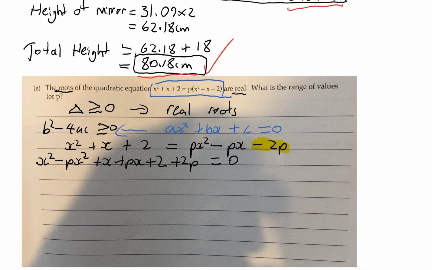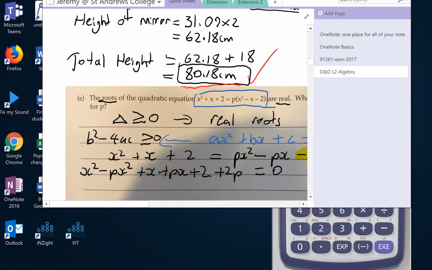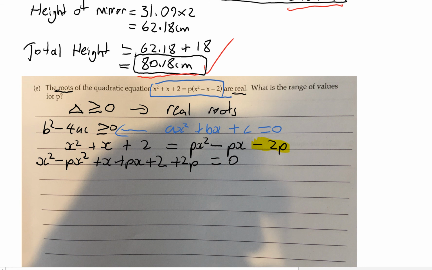Okay, let's step back and have a look at what we've got now. If we look at the terms, we've got an x squared term, we've got an x term, and we've got the numbers or the constants. P is actually a constant. It's not a variable, it's an unknown constant. We've got to work out what it could be.